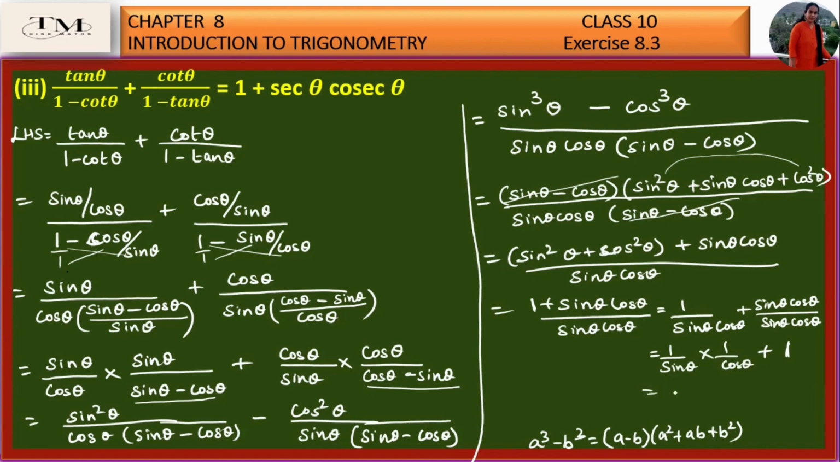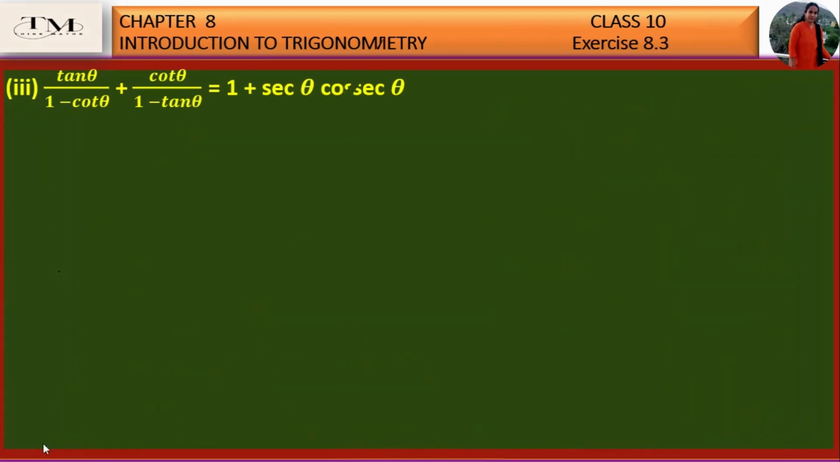So what is 1 by sin theta? This is cosecant theta. What is 1 by cos theta? It is secant theta, plus 1. So it is nothing but 1 plus cosecant theta secant theta. We can write it as secant theta cosecant theta because multiplication is commutative, which is equal to RHS. Okay, children? So we got LHS equal to RHS. So this is verified. If you do it carefully, you will get the answer properly. So we got the RHS. So this is proof. Next we are going to the part 4.